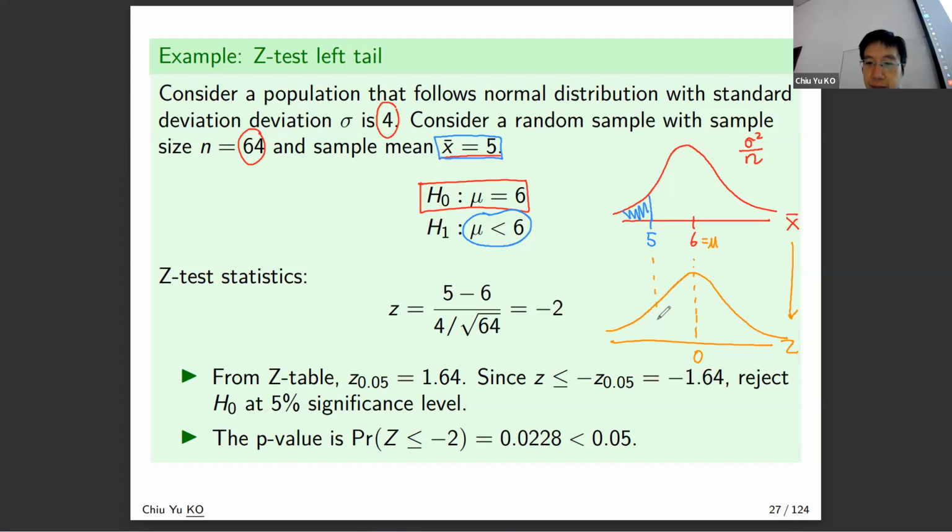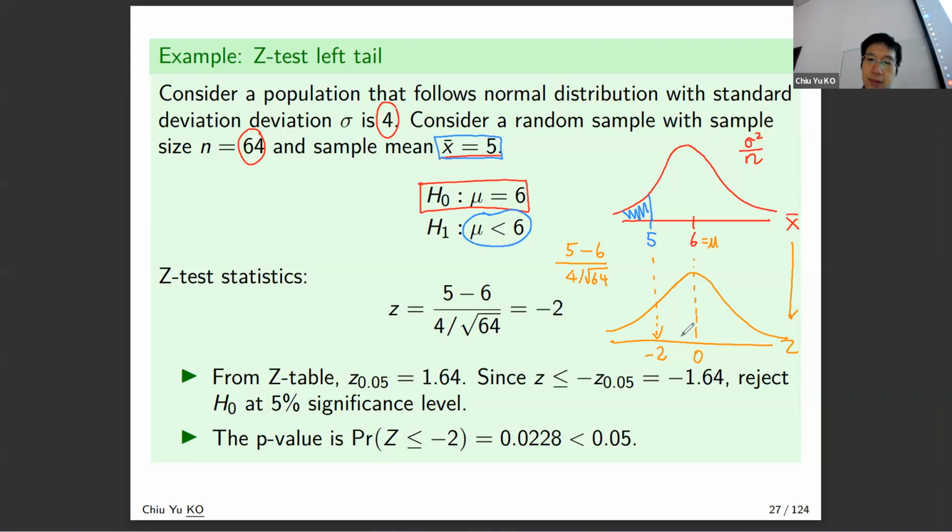And what does 5 become? It's 5 minus 6, minus the mean, over the square root of this, and the square root of this is sigma. Sigma is 4 over root 64. So we are looking at how many standard deviations from the mean, which turned out to be -2. That means it's 2 standard deviations from the mean.